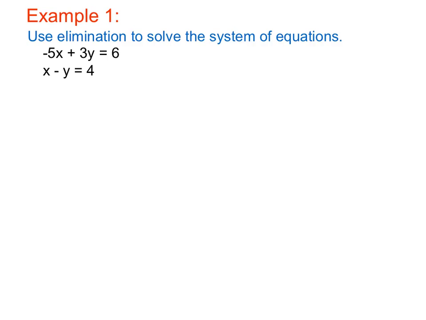As I look at the x's, I see that there's a negative 5x and a positive 1x. Well, if there was a positive 5x, if there was a 5 here, then we could just add the equations and it would cancel. So I'm going to manipulate the second equation by multiplying everything by 5.